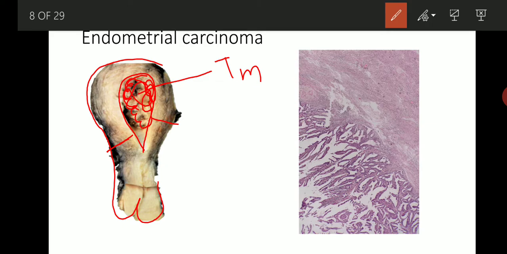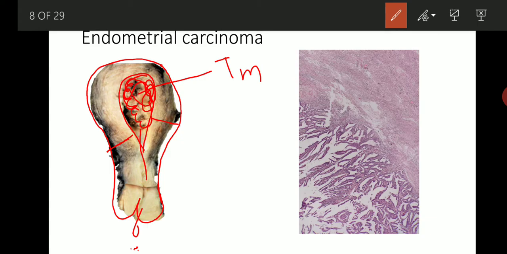This tumor is usually very friable, necrotic, and hemorrhagic. So it gives rise to abnormal uterine bleeding. The most common symptom of endometrial carcinoma would be abnormal uterine bleeding. And as you know from our theory discussion, endometrial carcinomas can be type 1 and type 2. I am not going into the details of the same. The most common type that you will see is the type 1 carcinoma, also known as the endometrioid type of carcinoma.